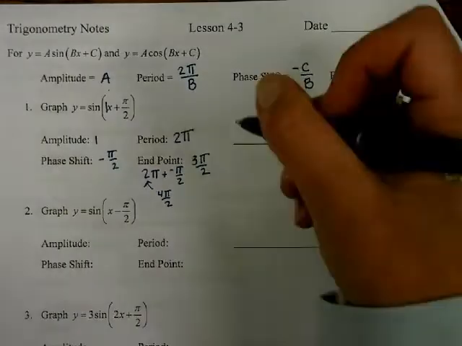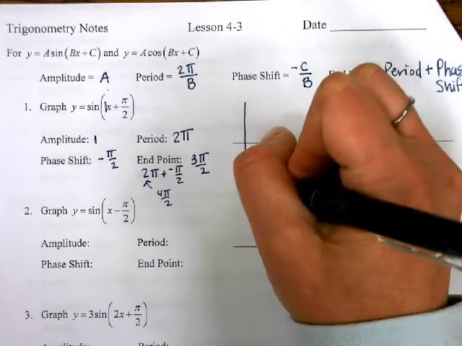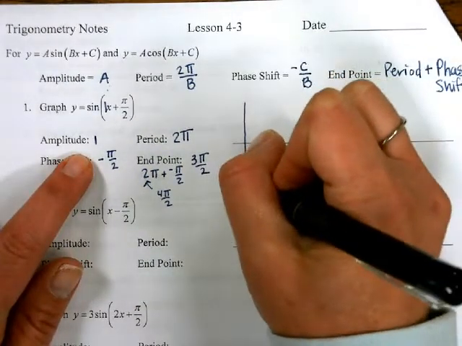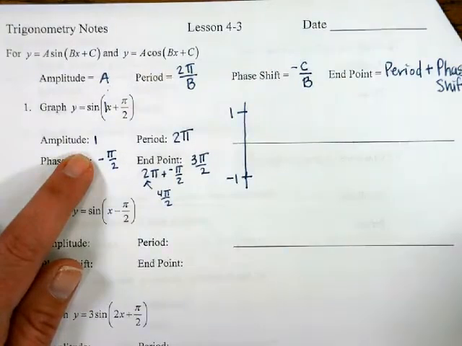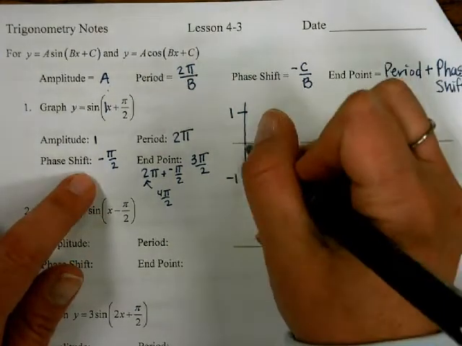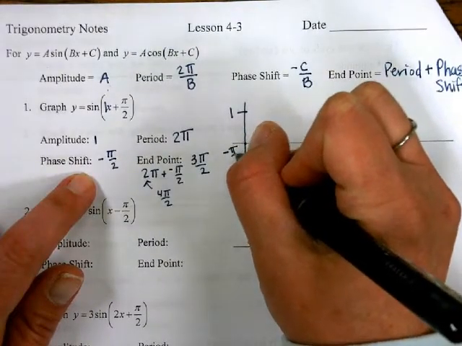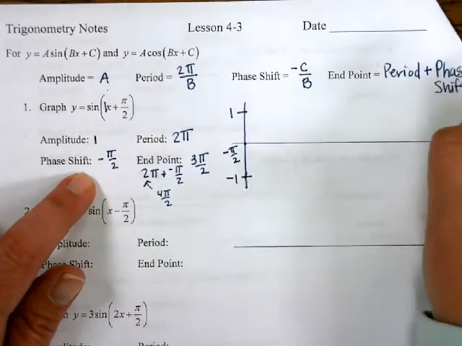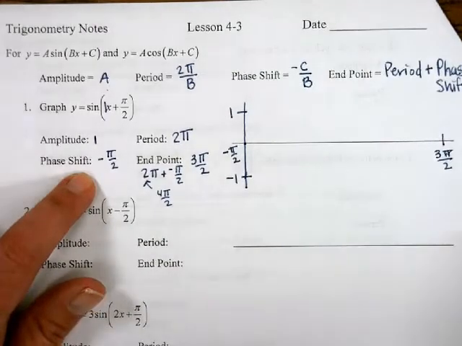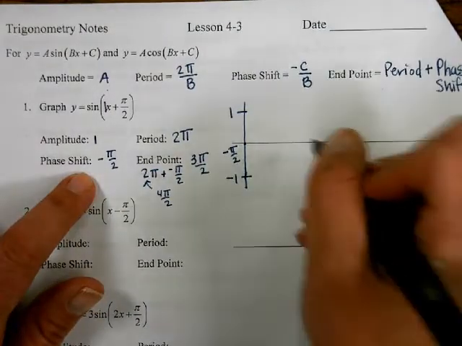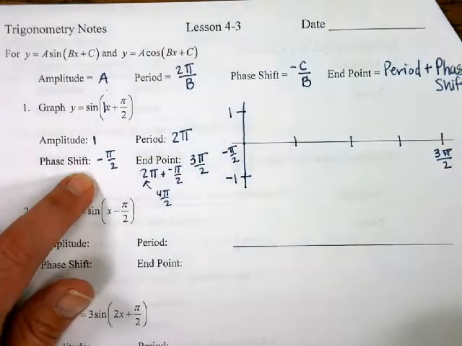Okay, so let's graph this. We're going to add in my vertical axis. My amplitude's 1, so I'm going to get a negative 1 and a positive 1. With my phase shift, instead of starting at 0, it now starts at negative pi over 2 and ends at 3 pi over 2. Then I'm going to find 1 in the middle, and then 1 in the middle of each half.